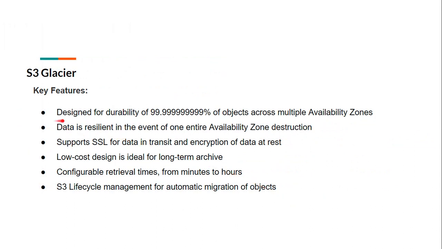So, S3 Glacier is also designed for durability of 99.999999999% of objects across multiple availability zones. S3 Glacier also keeps data resilient in the event of one entire availability zone destruction. S3 Glacier also supports SSL for data in transit and encryption of data at rest. S3 Glacier is low cost and it is ideal for long-term archive. S3 Glacier allows us to have configurable retrieval times from minutes to hours, and S3 Glacier also allows us to use S3 lifecycle management for automatic migration of objects to other S3 storage classes.